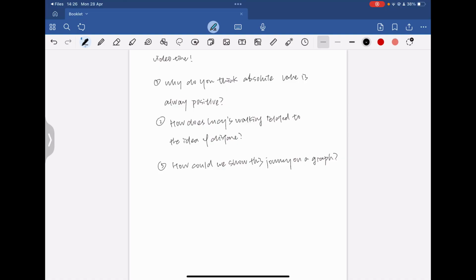First one, why do you think absolute value is always positive? Second, how is Lucy's walking related to the idea of distance? Third, how could we show this journey on a graph? Let's start it.